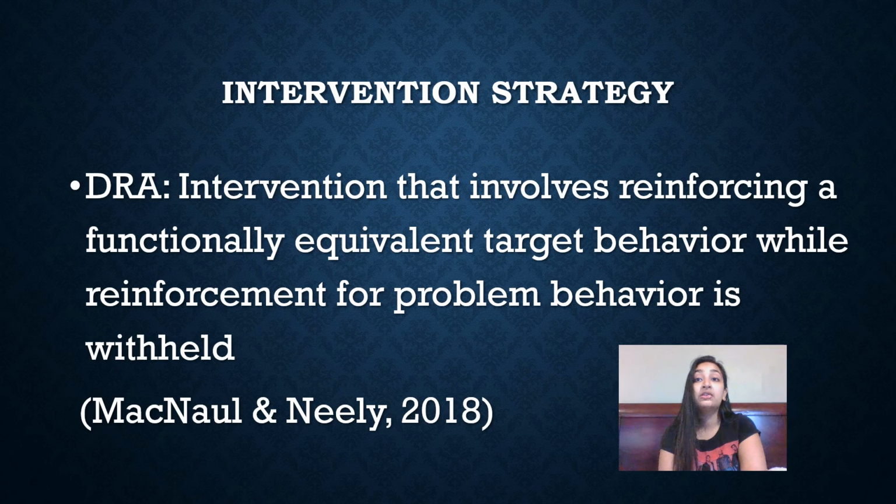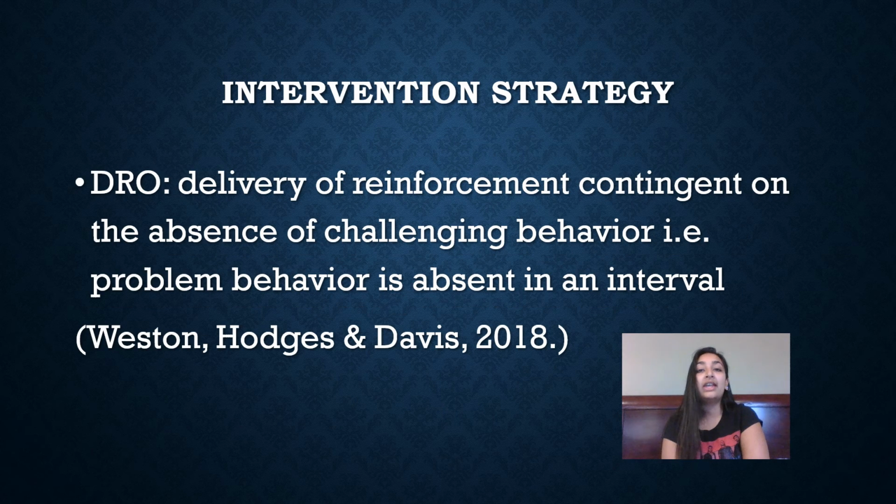The first differential reinforcement strategy is differential reinforcement of alternative behavior. It's when functionally equivalent target behavior is reinforced while reinforcement for problem behavior is withheld. The second is differential reinforcement of other behavior, where reinforcement is contingent on the absence of problem behavior. For example, in a set interval, you reinforce if problem behavior is not seen.